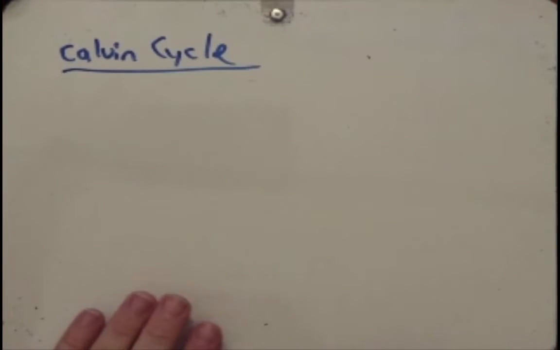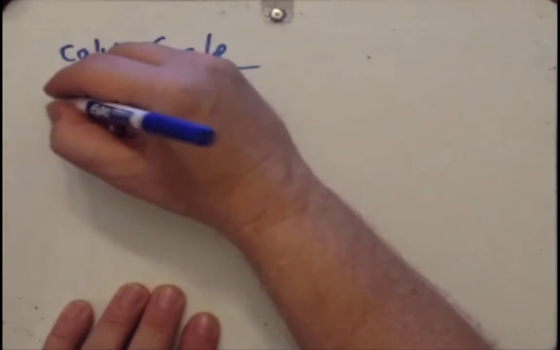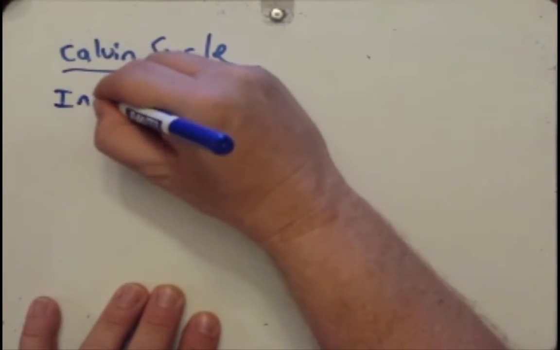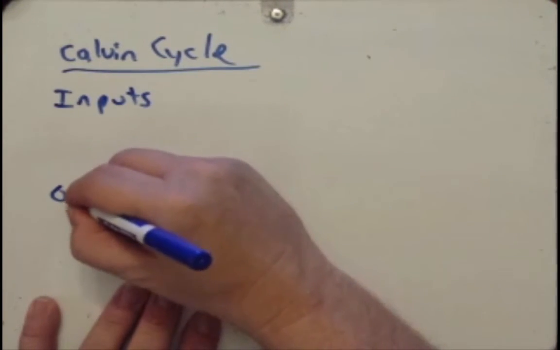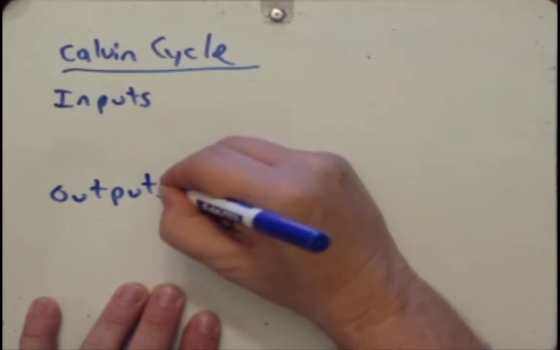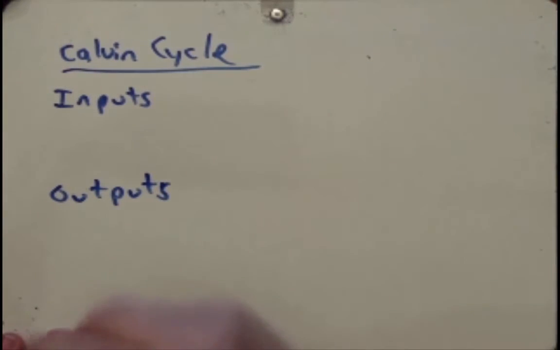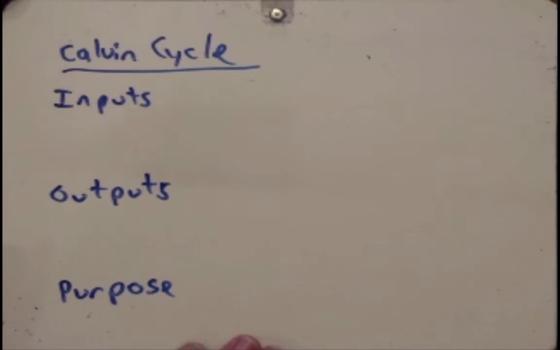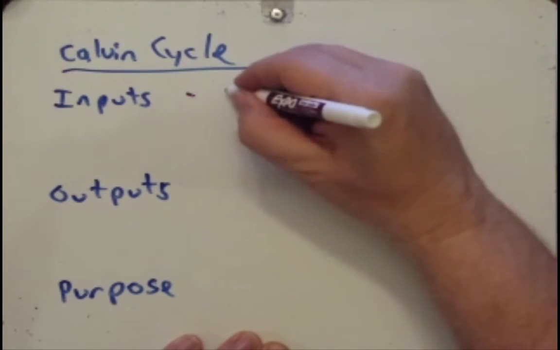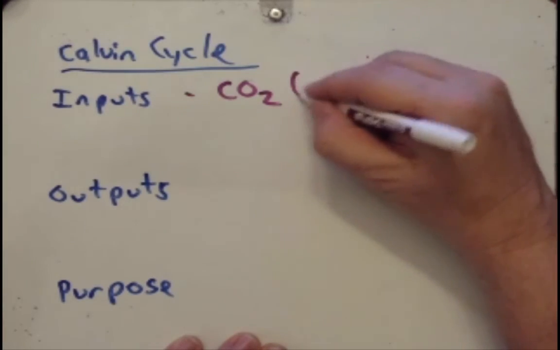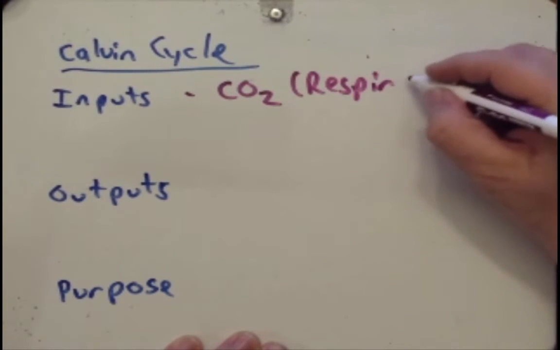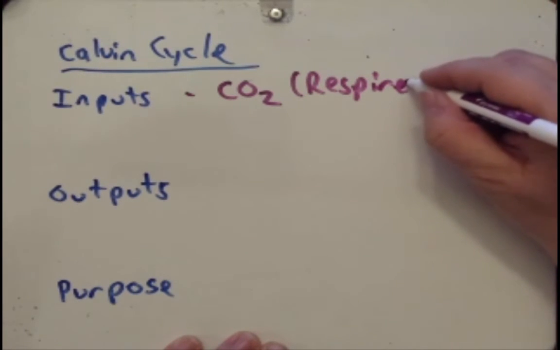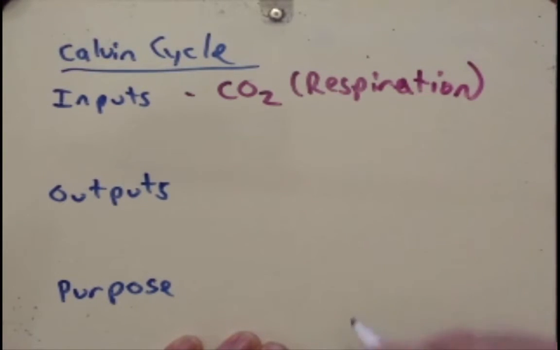Let's erase this, and let's talk more about the Calvin cycle. And just like we did with the light reaction, let's ask, what are the inputs? What are the outputs? And just like the light reactions, this Calvin cycle also has to have a purpose. So the inputs are carbon dioxide. This comes from respiration. When the plant respires, we release CO2 as a byproduct.